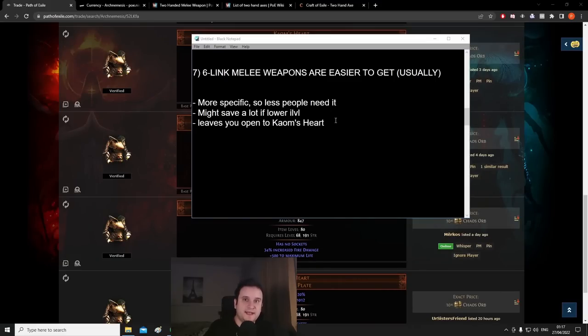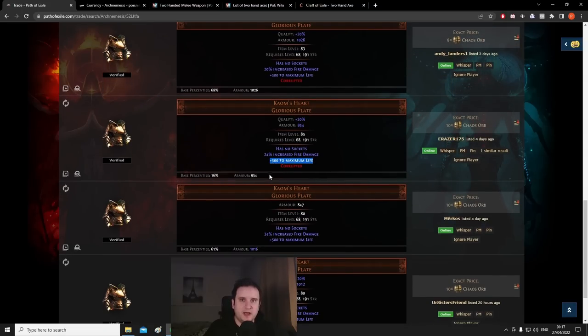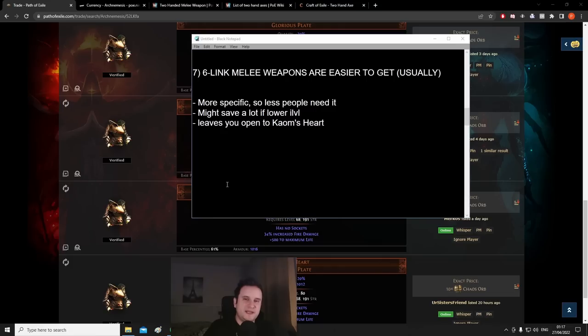And then something that getting a 6-link weapon also does is it leaves you open to a Chaos's Heart, which I feel like a lot of people underestimate. Chaos's Heart is huge at League Start, because a lot of builds are really starving for flat life. That is because of the dynamic between flat life and percentage life. Usually, percentage life you get from the passive tree, so it's kind of free. You're going to get it whenever you spec into it. But most flat life comes from prefixes, right? From gear. So if at League Start you're not going to have the perfect gear, you sometimes will have to go for very specific stuff.